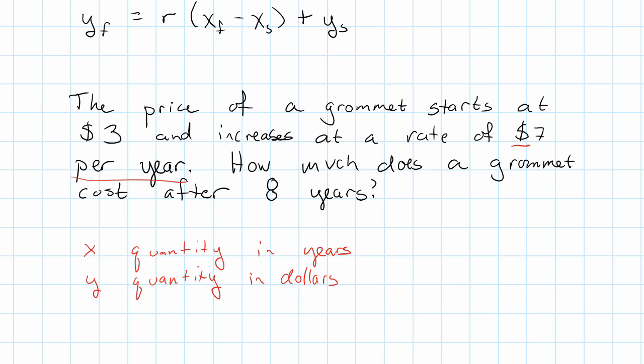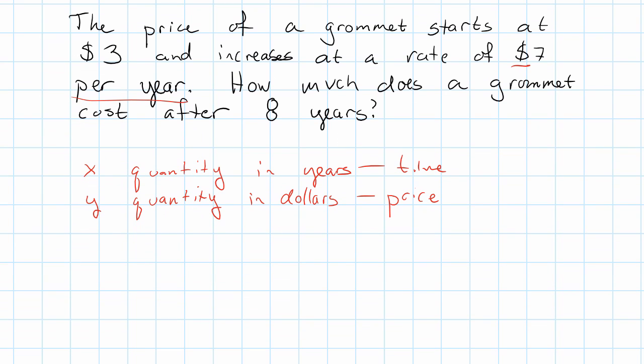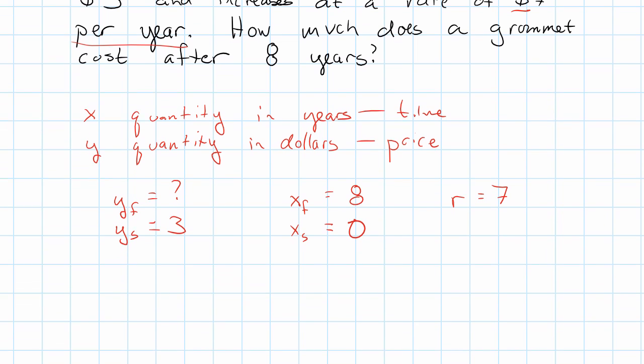So that means the price is going to be my y quantity, and the time is going to be my x quantity. Let's see now. We're told that r equals 7. We're told that the price starts at 3, and we want to know when it ends. As for the time, well, we have some starting time and a time 8 years later. I'm just going to say we start at 0 and end at 8, right? That's going to make the subtraction step really easy.